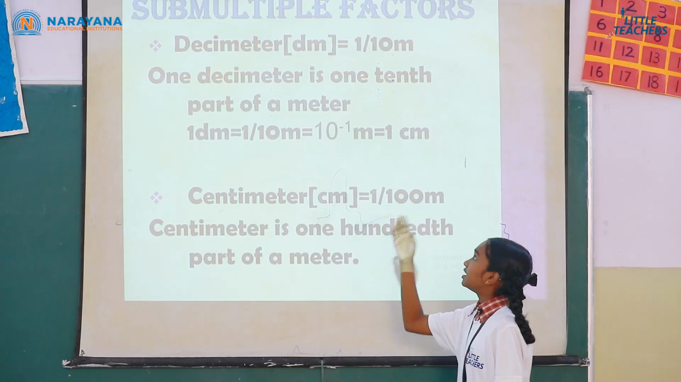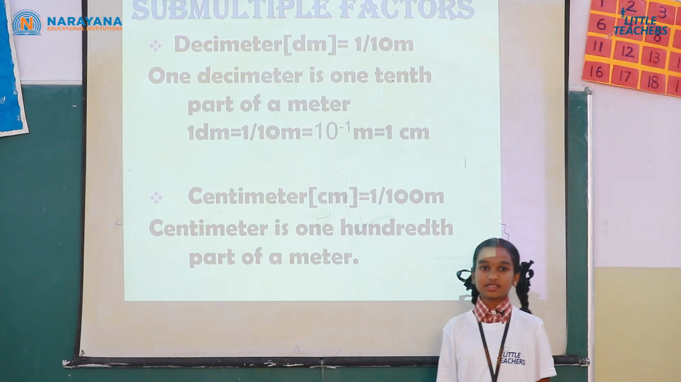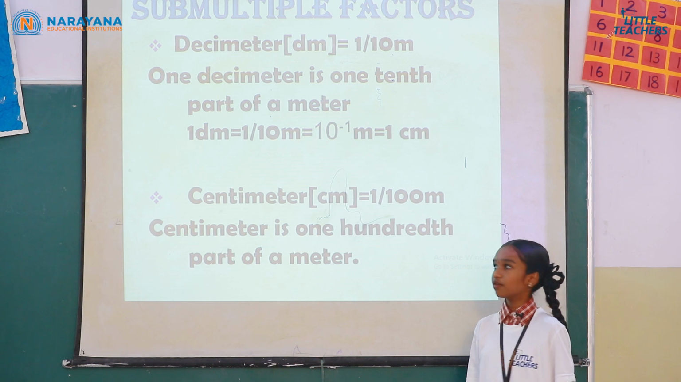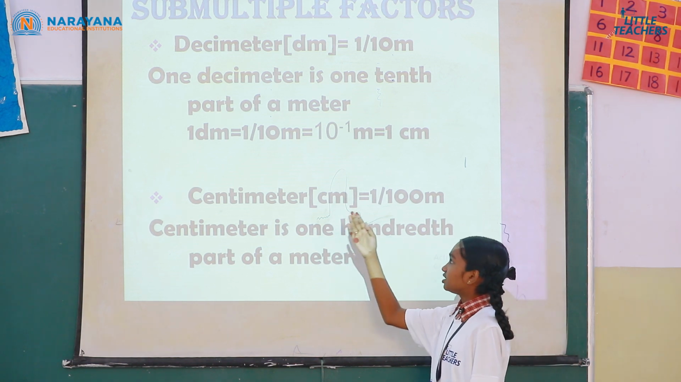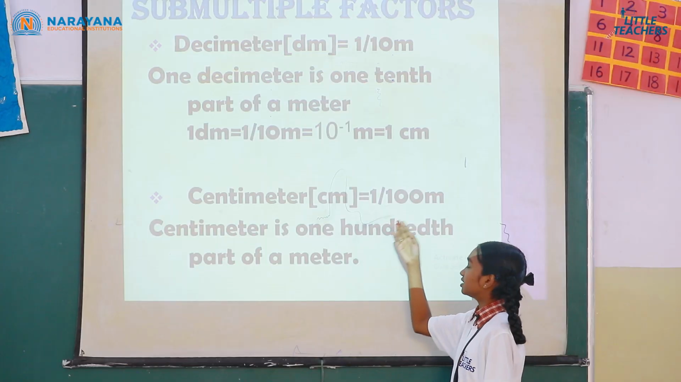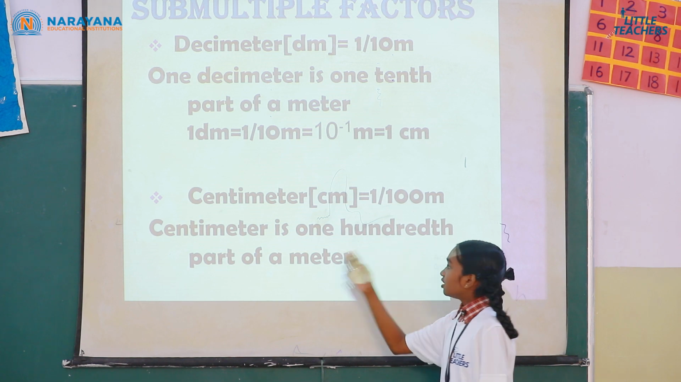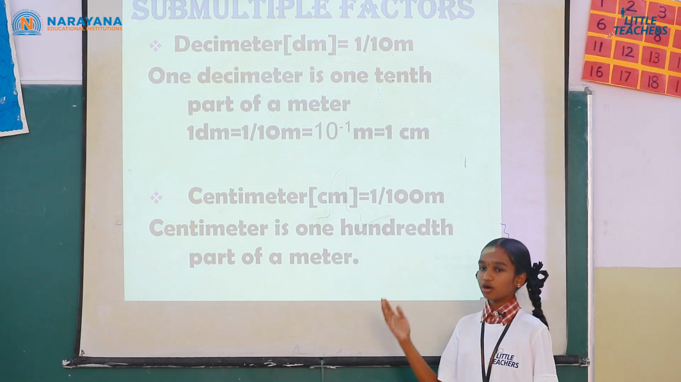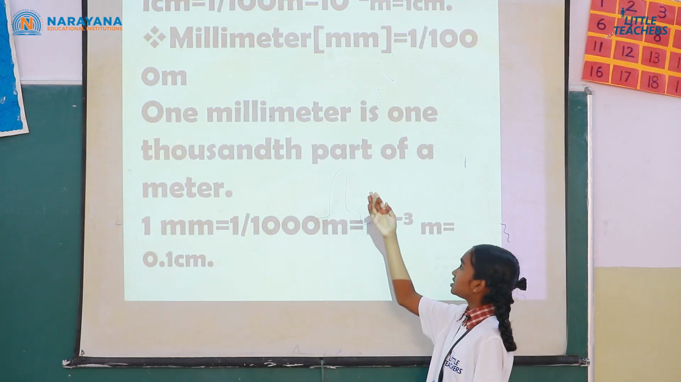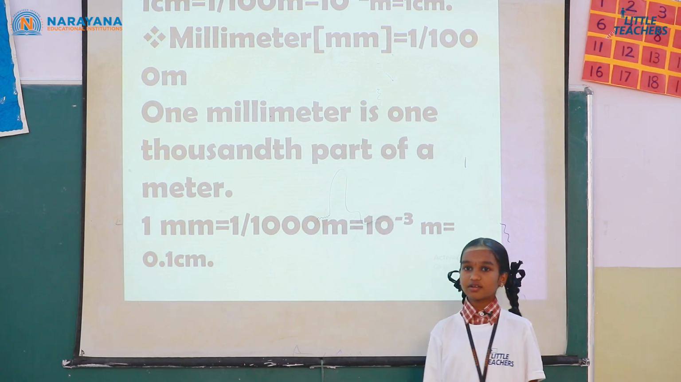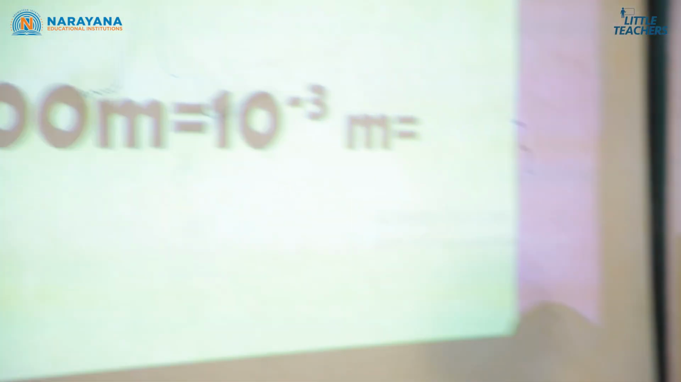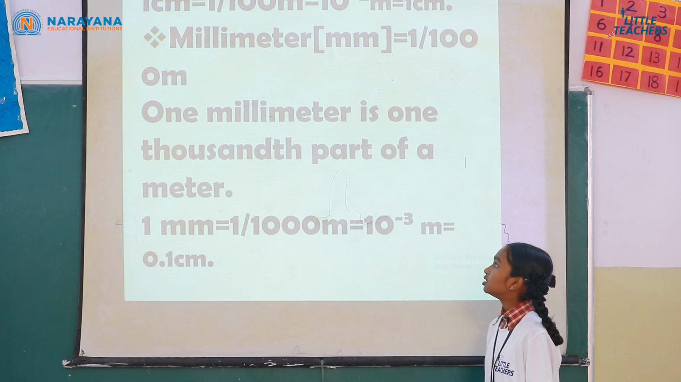Submultiple factors. Decimeter. 1 decimeter is 1/10th part of a meter. 1 decimeter is equal to 1 by 10 meter, which is equal to 10 to the power of minus 1 meter. Centimeter. 1 centimeter is 100th part of a meter. 1 centimeter is equal to 1 by 100 meter, which is equal to 10 to the power of minus 2 meter.